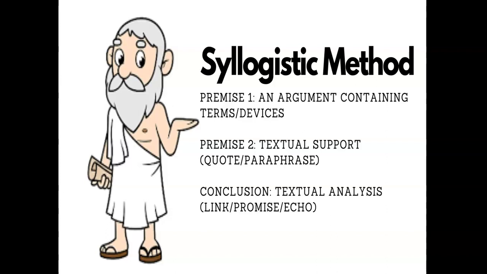Otherwise, they run the risk of getting plot heavy. Premise 2 is going to be the textual support, and I like to see a nice teeter-totter balance between the quoting and the paraphrasing. And then the conclusion is the textual analysis, where the student will make links, the promise to the first premise and the echo back to the thesis. So the syllogism ultimately comes full circle on itself.